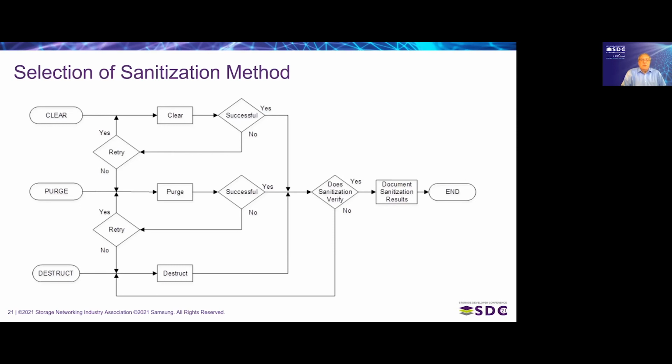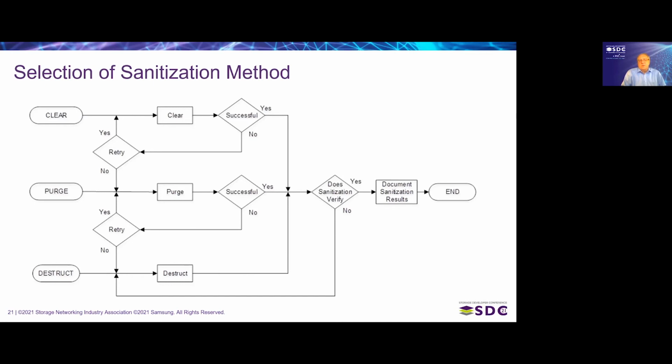So there may be multiple options under clear. There might not be. Alternatively, you may say clear is okay. However, there may not be a clear or a purge mechanism, and your only option is to do a destruct. This flow shows you how you can work through that. But as you can see, on a drive-by-drive basis, for example, you could start at clear, advance to purge, and then eventually have to destroy it.